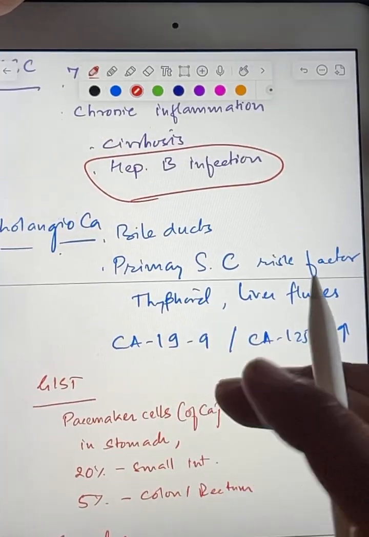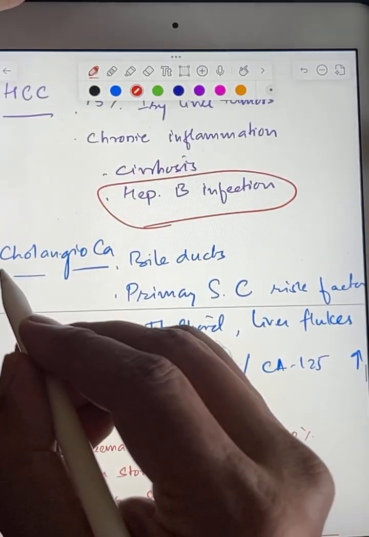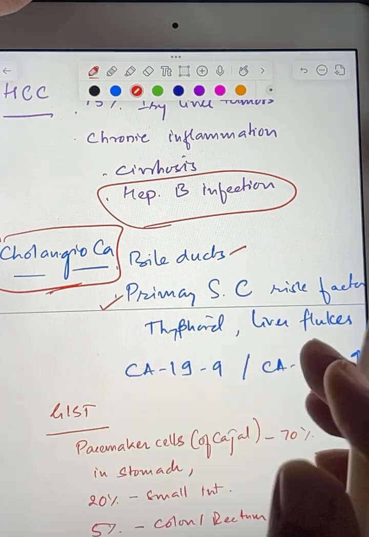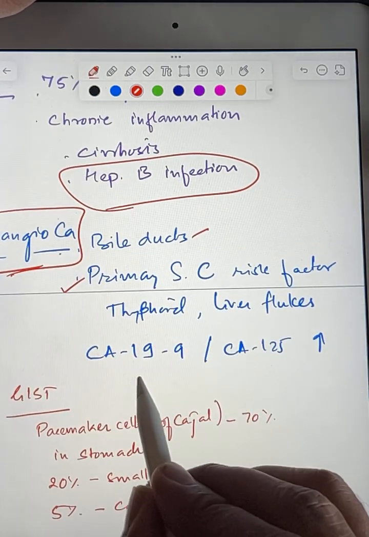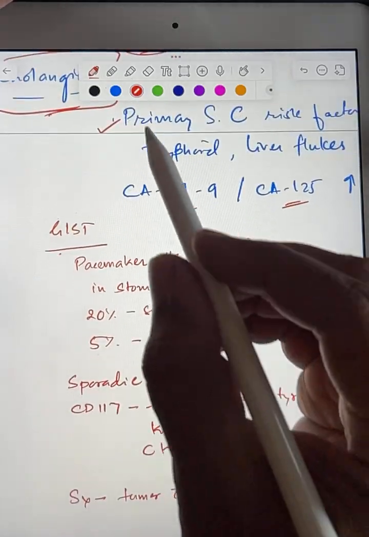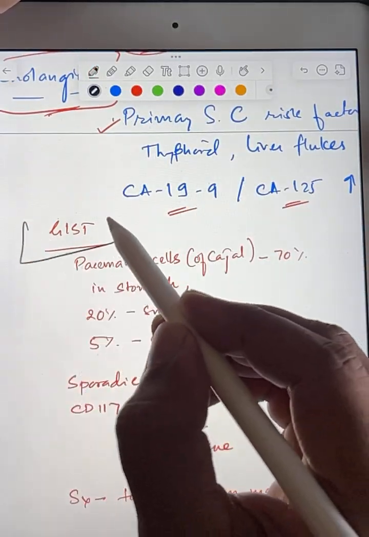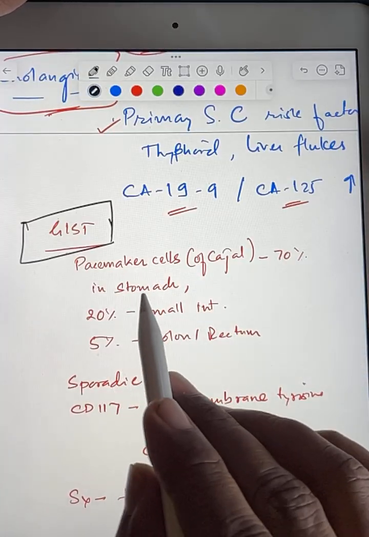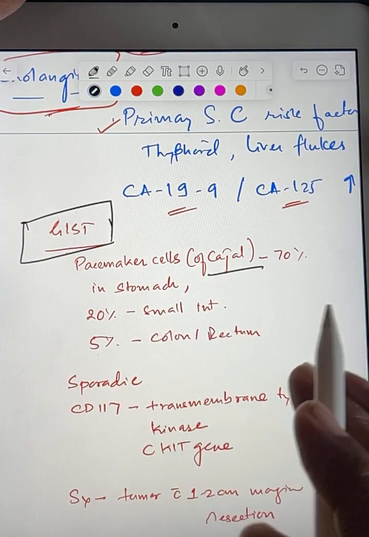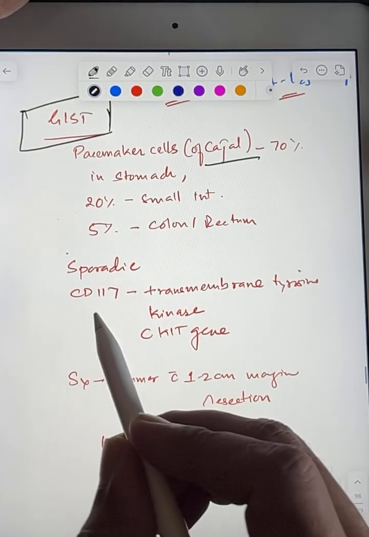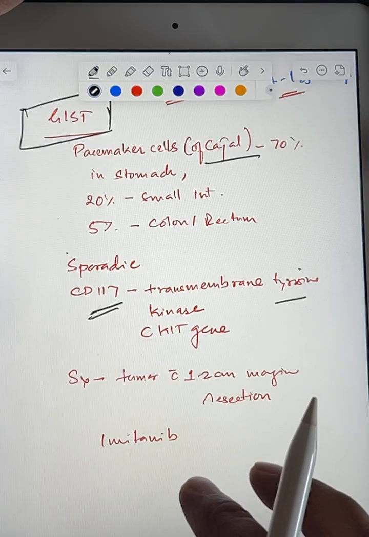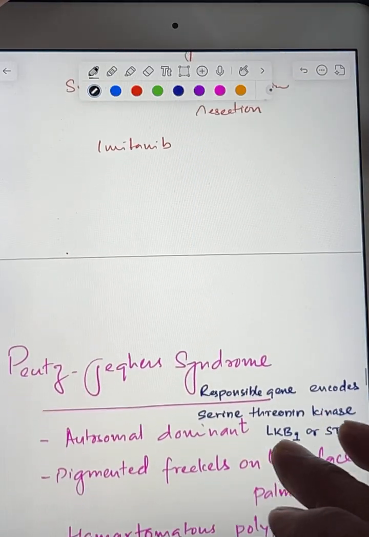Cholangiocarcinoma arises from the bile ducts. Primary sclerosing cholangitis, typhoid are risk factors, CA 19-9 and CA 125. GIST: pacemaker cells of Cajal in the stomach, 20% small intestine, sporadic, CD117, transmembrane tyrosine kinase, surgery, tumor resection, immunotherapy.